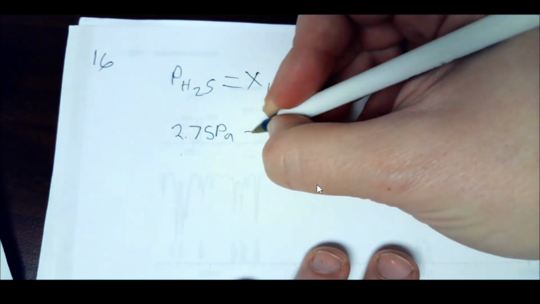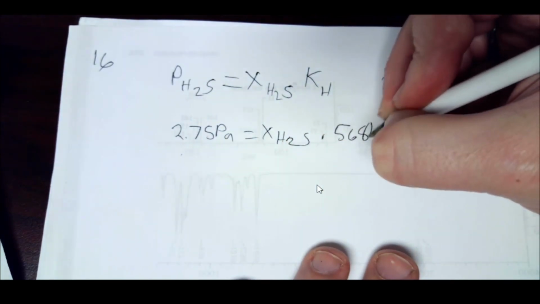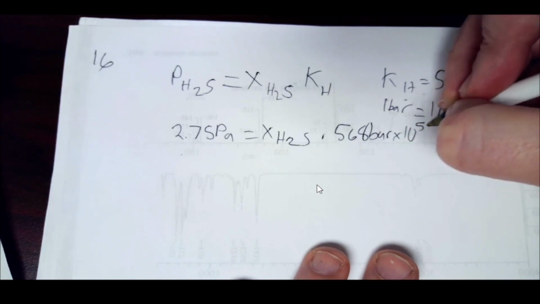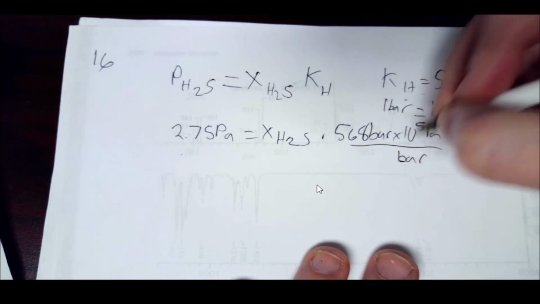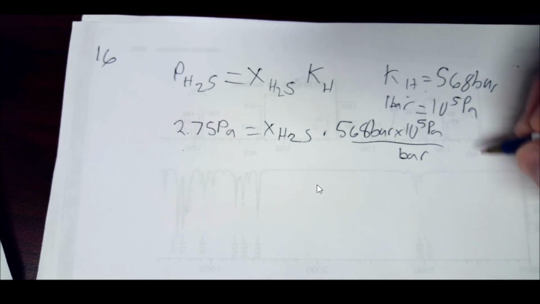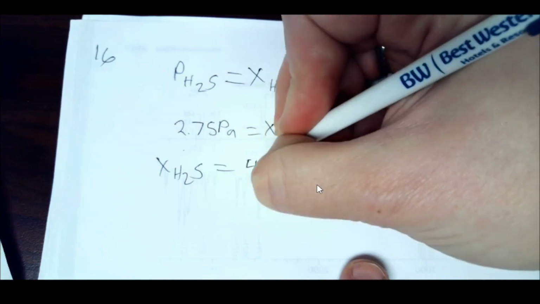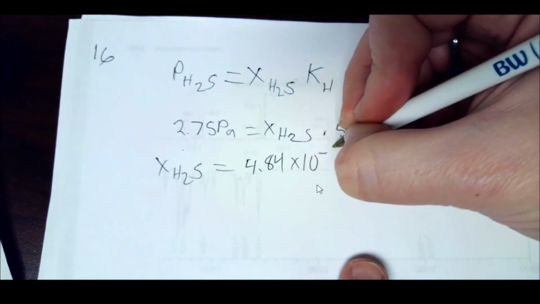So with that in mind, the pressure of H2S, which is 2.75 pascals, is equal to the mole fraction of H2S times 568 bar times 10 to the 5th pascals per bar. And this will give us the mole fraction of H2S. We do that, 2.75 divided by 568 divided by 10 to the 5th, and you get essentially X of H2S, the mole fraction, is 4.84 times 10 to the negative 8th.